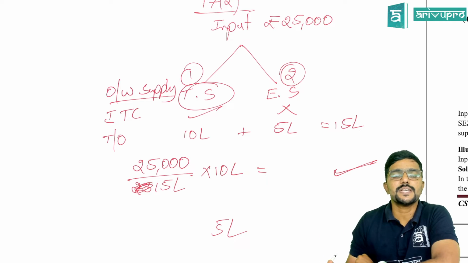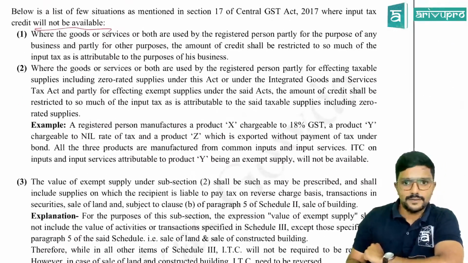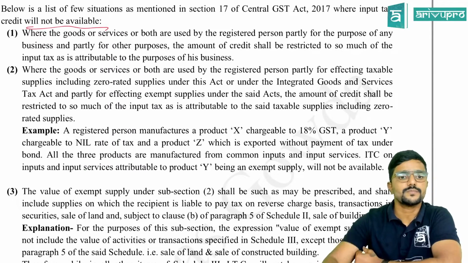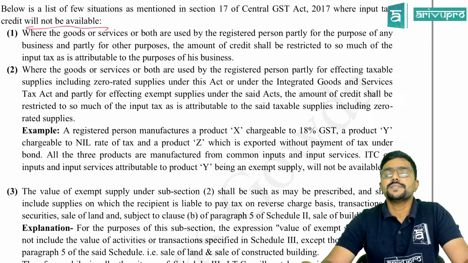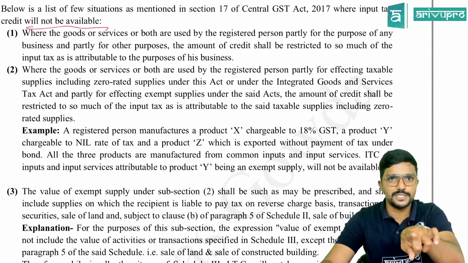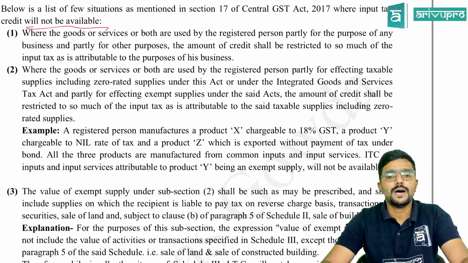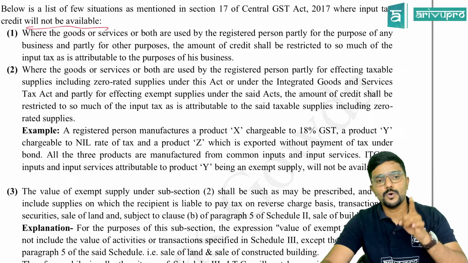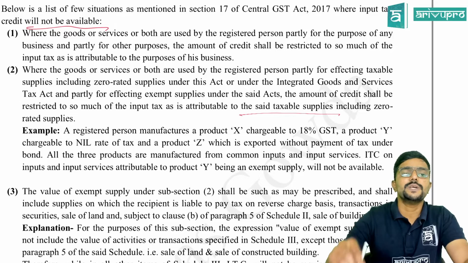This is as per which section? 17(2), guys. Let me read. Subsection 2: where the goods or services or both are used by the registered person partly for effecting taxable supplies, including zero rated supplies. So taxable supply includes zero rated supplies because zero rated supply is also taxable supply. Under this Act or under the IGST Act, and partly for effecting exempt supplies under the said Acts, the amount of credit shall be restricted to so much of input tax credit as is attributable to the said taxable supplies, including zero rated supplies only.